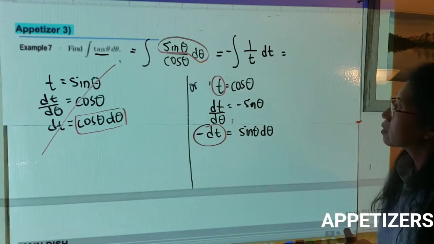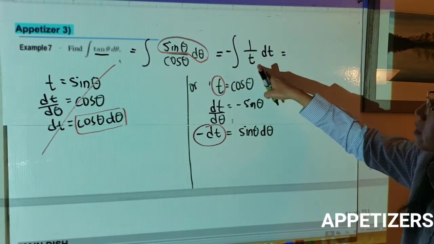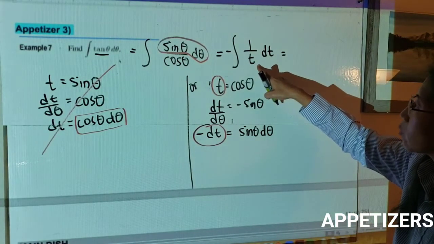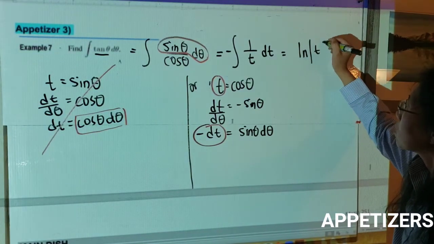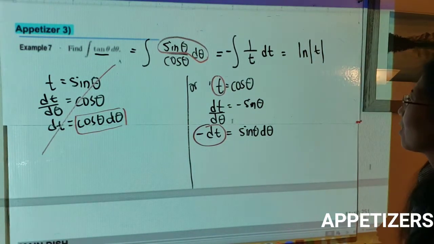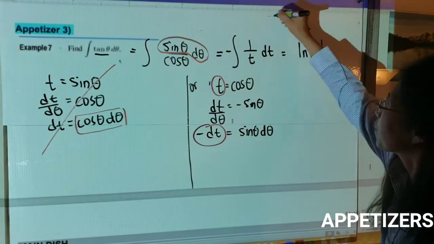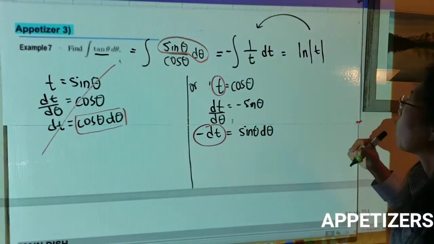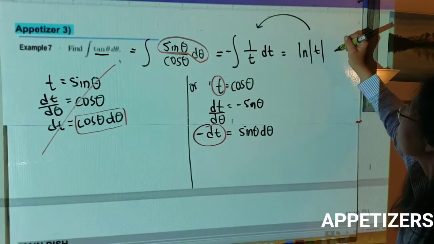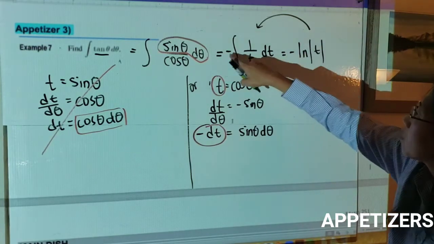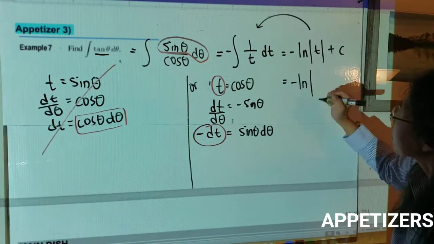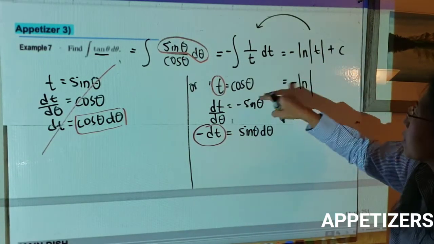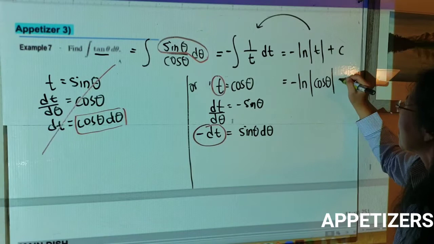When I look at this, now I can take the integral of 1 over t. What is it? That's going to be natural log of t. Don't forget, a little confusing here: natural log t, if you take the derivative, you get 1 over t. t will always be positive. Then plus c, and I'm going to have a negative coming out from here. So now negative natural log of the t value, which is cosine theta, plus c.